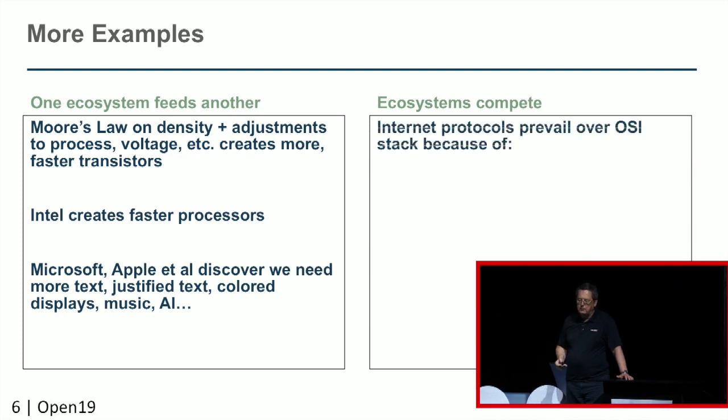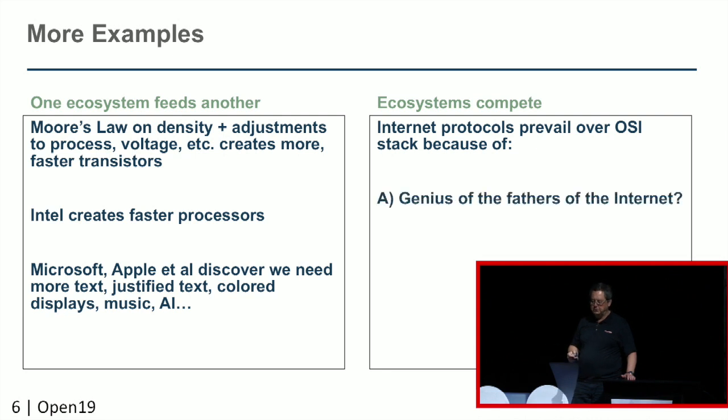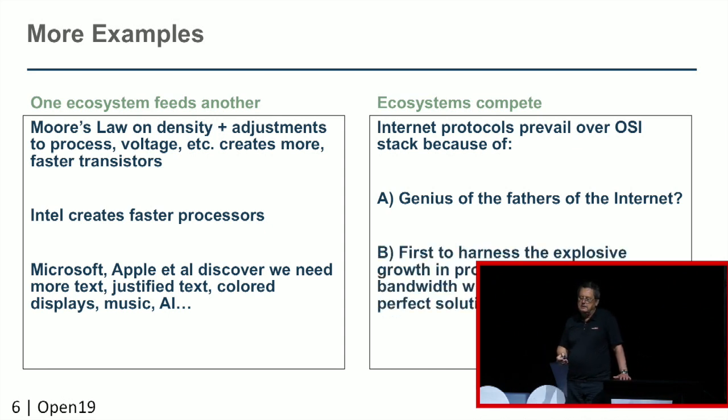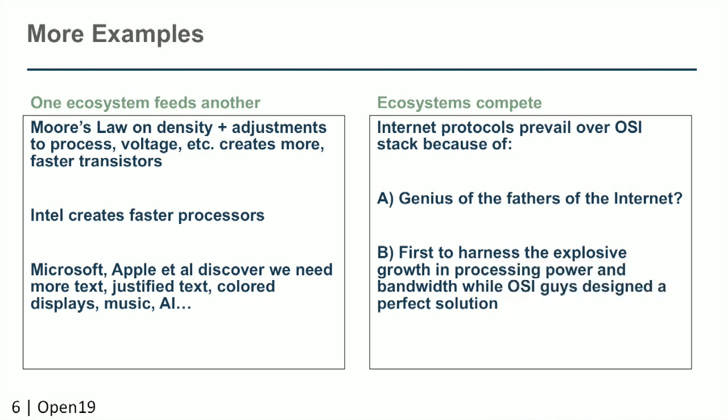So one of the questions we have, the internet protocols prevailed over the open systems OSI stack because of, well, here's a multiple choice. The genius of the fathers of the internet. That's one of the possible answers. I like that a lot because I was one of them. But the real answer here is that it shipped first in an incomplete way, but was deployable on anybody's hardware and software.